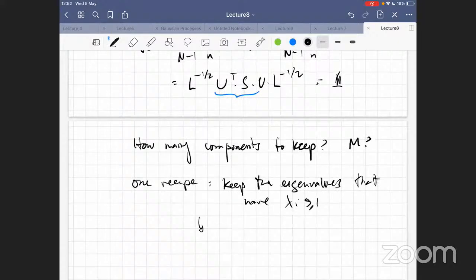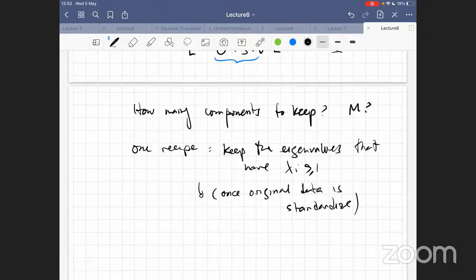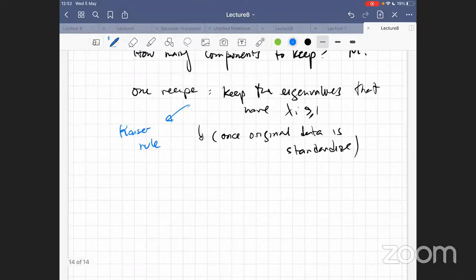This is actually for standardized data, okay? Once the original data is standardized, having zero mean and unit variance. This is called, I think, the Kaiser rule, and it's quite popular among PCA practitioners. The idea behind this rule is simple. If all the original variables were independent, so for example, imagine I have no correlation at all in my data set.